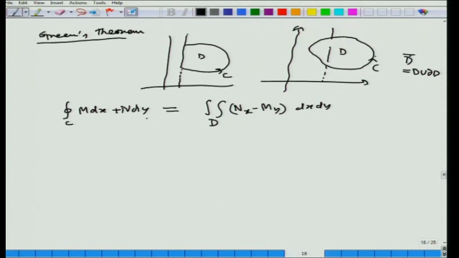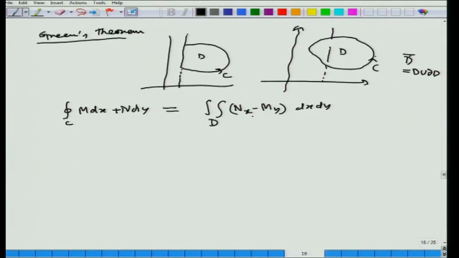So, this is the statement of Green's theorem under these restrictions on N and M: inside D the partial derivatives exist and they are continuous, and on the boundary, that means on C, M and N are piecewise continuous. That is what is required, and under these conditions we have the line integral of M dx plus N dy equal to the double integral over this domain D of (N_x minus M_y) dx dy.